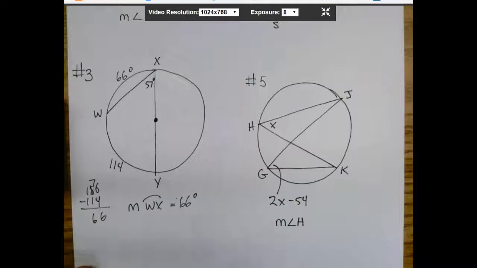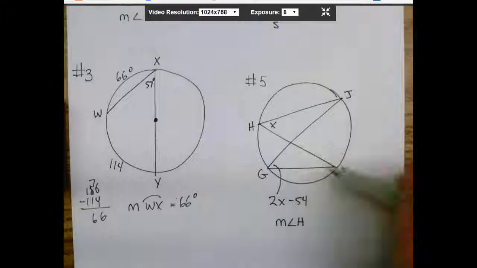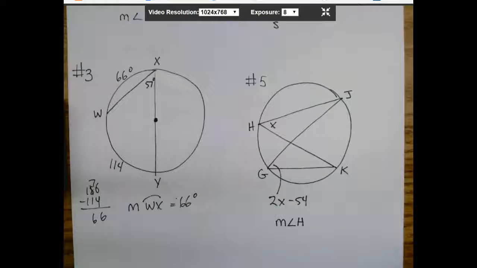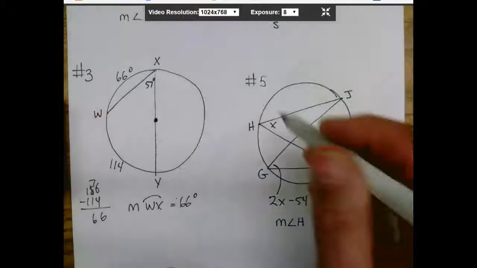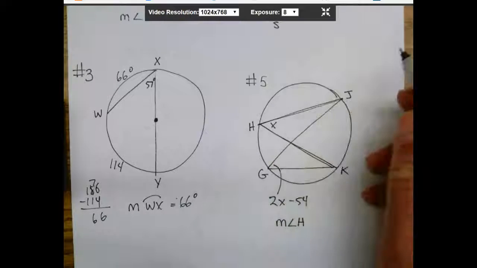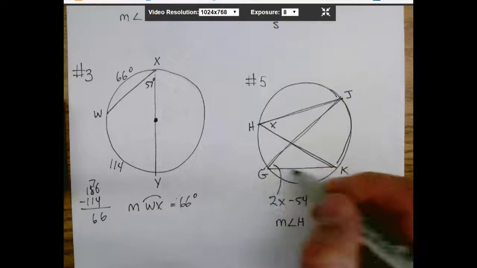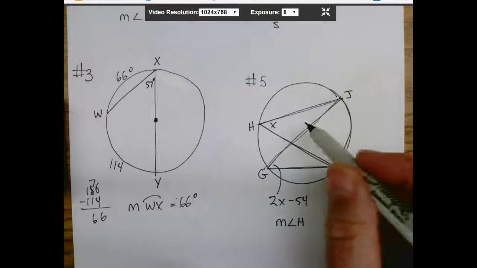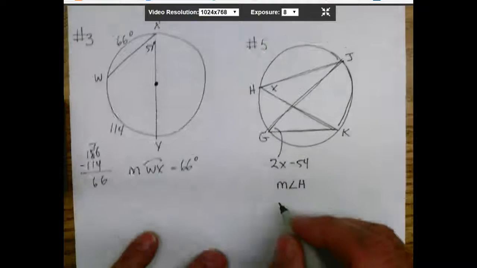And then if we do this last one here, this even looks a little trickier, right? Here we want to know the measure of angle H, which is this angle right here, X. We might say, boy, look at all these lines crossing here. But look, we have this inscribed angle. It's going to be this arc right here. And then we have this inscribed angle. It's the same arc. So that must mean these angles are the same. So we just make them equal to each other.